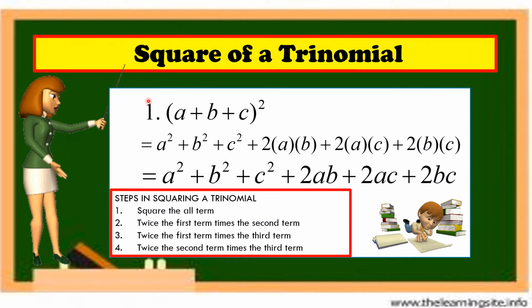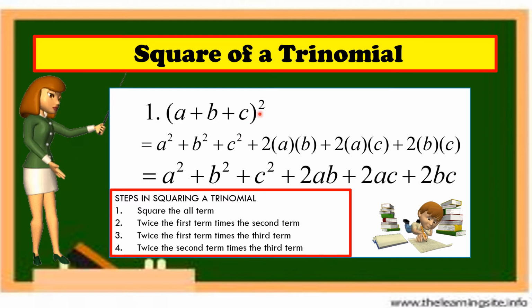We will apply these steps on how to square a trinomial. The first step is to square all the terms. The first term is a squared. The second term is b squared. The third term is c squared.